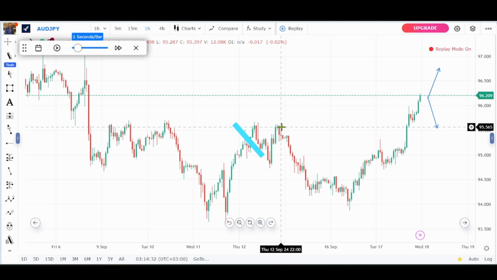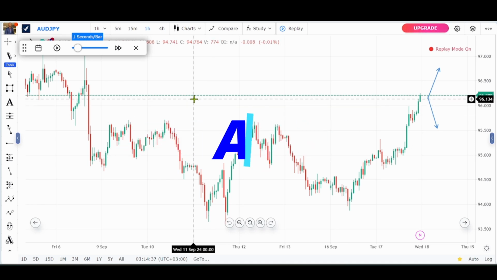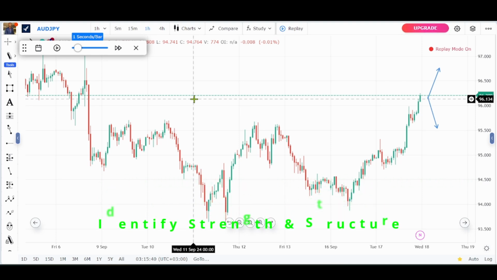This is AUD JPY on the 1 hour time frame. Our first step is to identify a trend and structure levels that we want to pay attention to.